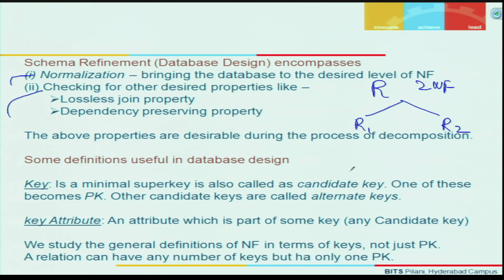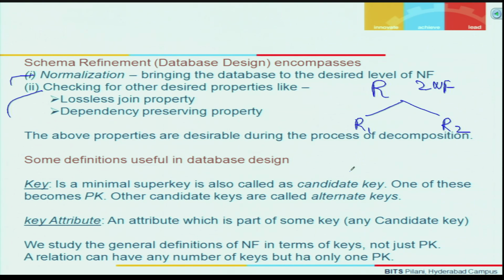When we split or decompose a bigger relation into smaller ones, I need to take care of certain desirable properties. My decomposition must be a lossless join decomposition, and it must be a dependency preserving decomposition. Then only it is desirable. That is why, when you decompose a bigger relation into smaller ones, we also need to check for these desirable properties. In schema refinement, or database design, we take care of two things: normalization and checking for desirable properties at the time of decomposition.